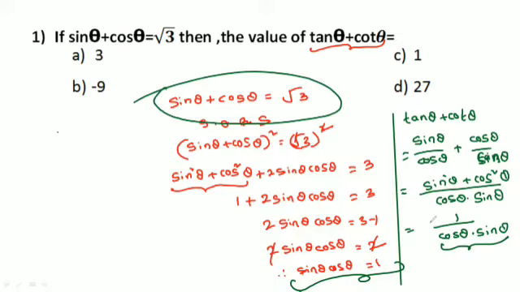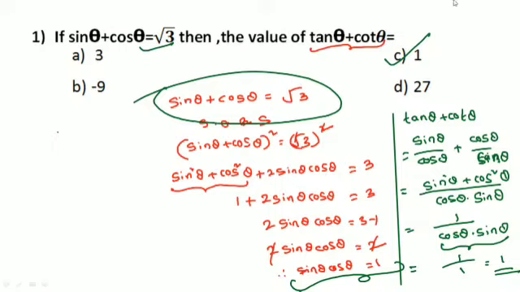Any doubt? No, sir. Very good. Now 1 by cos theta into sine theta is equal to how much? 1. Just substitute. Then 1 by 1 is equal to 1. So this is the final answer, children. Whenever sine theta plus cos theta is equal to root 3, then tan theta plus cot theta is equal to 1. What is the absolutely correct answer? Option C.